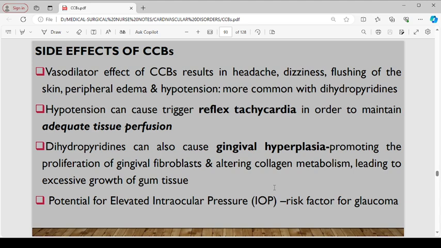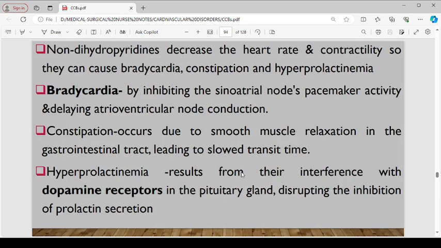Equally, the dihydropyridines can also cause gingival hyperplasia, especially verapamil, okay? And they do this by promoting the proliferation of gingival fibroblasts while altering collagen metabolism, and this leads to excessive growth of the gum tissue. Also, there is a potential for elevated intraocular pressure, and this becomes a risk factor for glaucoma. All right.